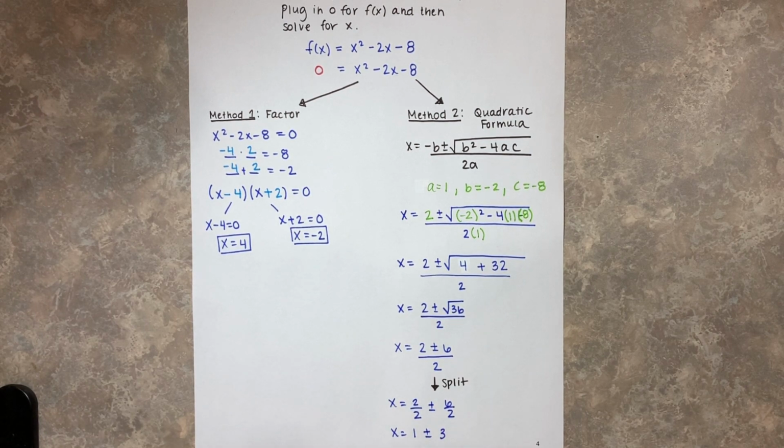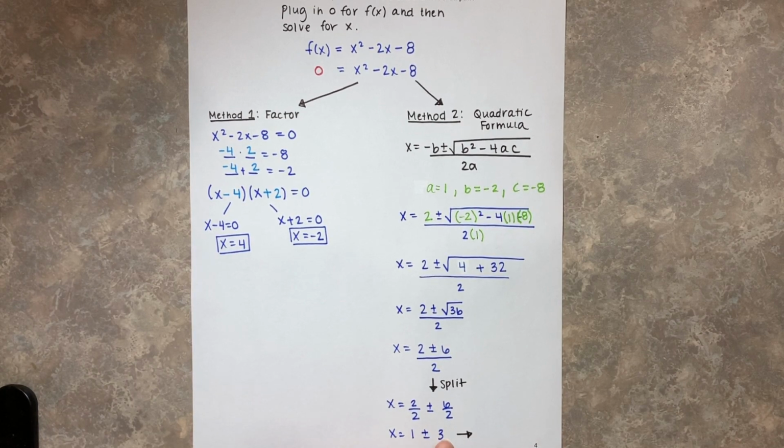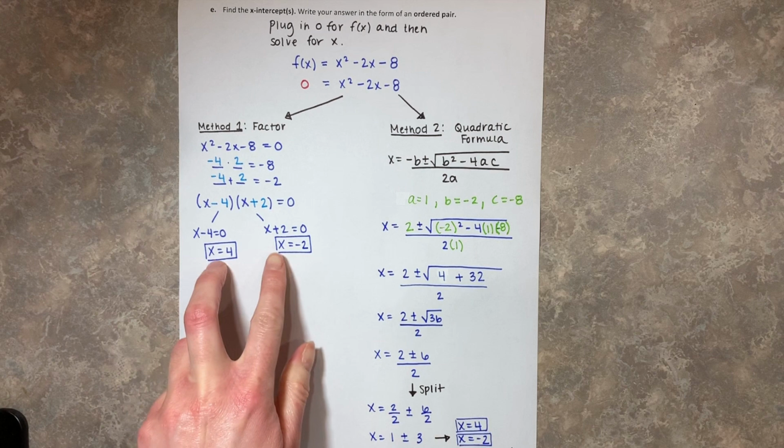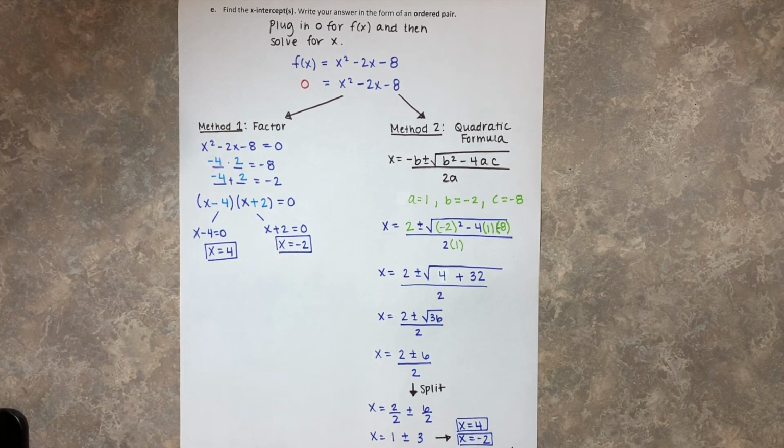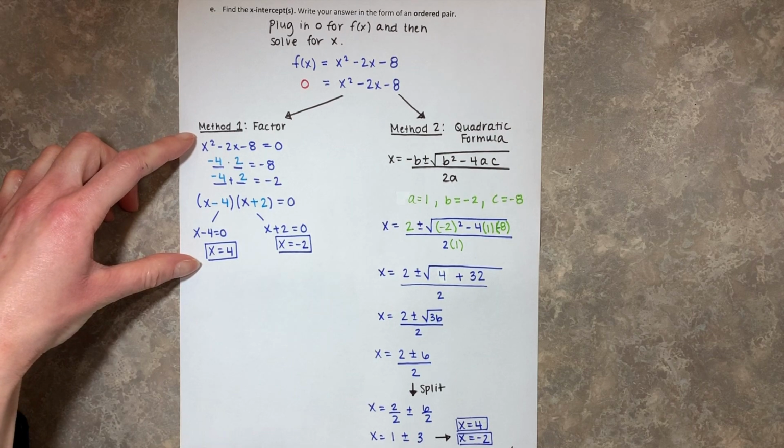And now we can go ahead and compute our final 2 solutions. One solution will be 1 plus 3, which gives us 4. And the other solution will be 1 minus 3, which gives us a -2. Now notice we got the same answer whether we solved by factoring or used the quadratic formula. Factoring seemed to be a bit quicker here, but again, not all problems can be factored.